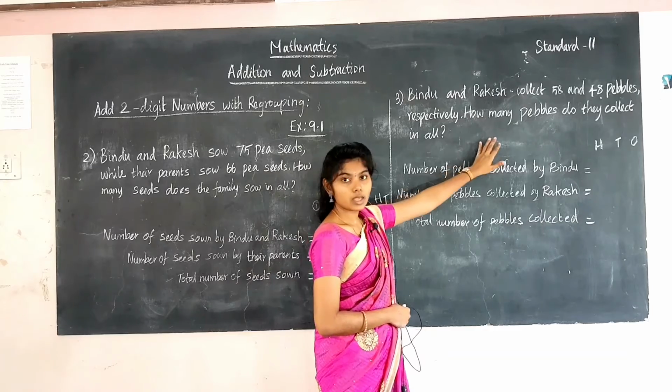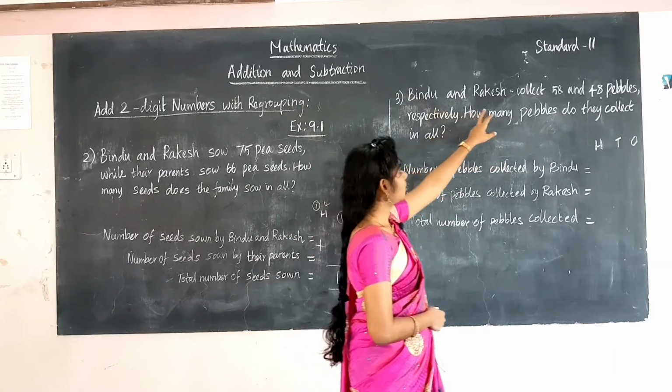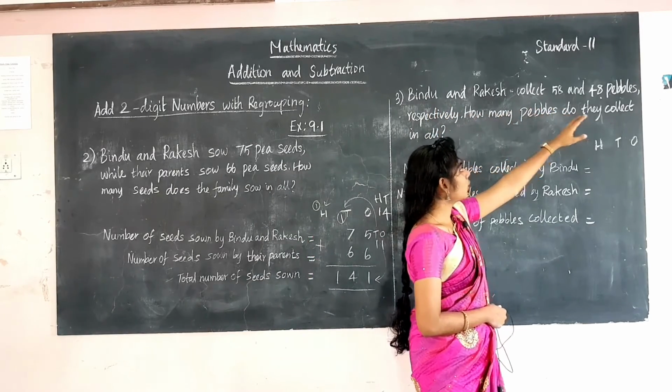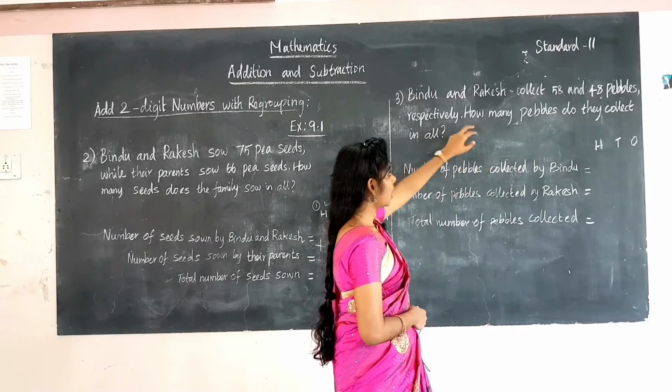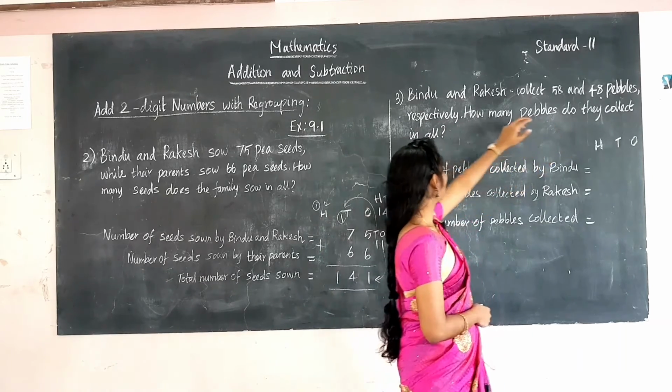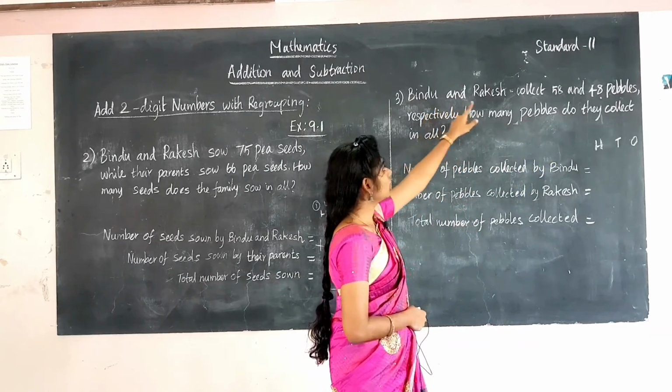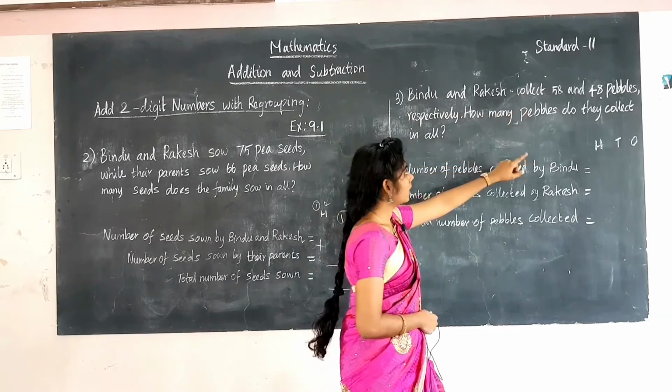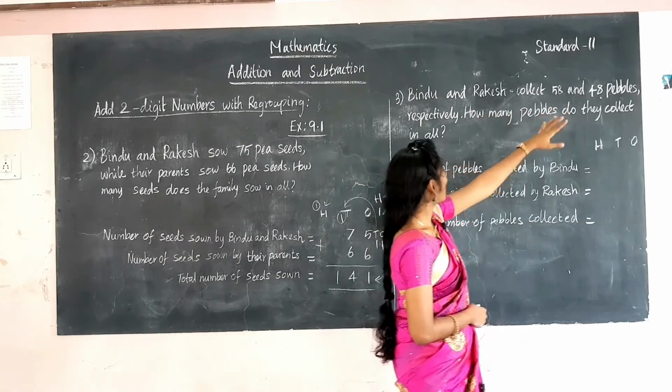You are going to do this as your homework sum. Bindu and Rakesh collect 58 and 48 pebbles respectively. How many pebbles do they collect in all? So here Bindu and Rakesh collected some pebbles. So that is 58 and 48.